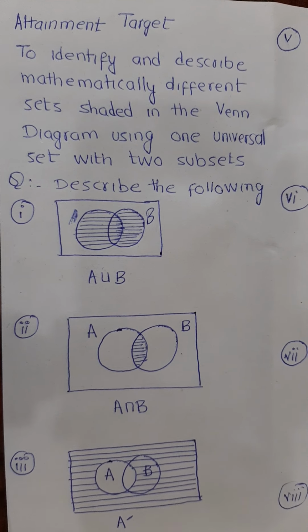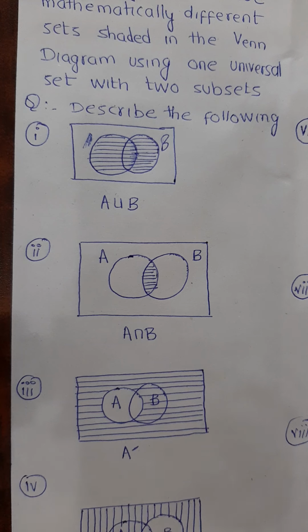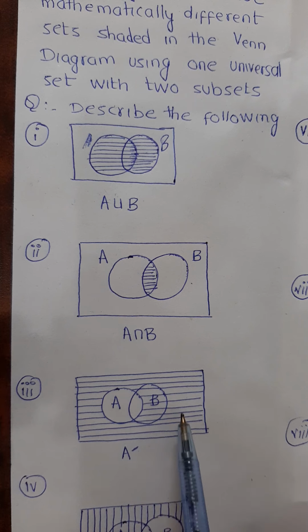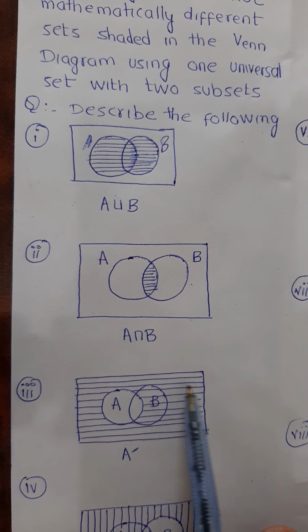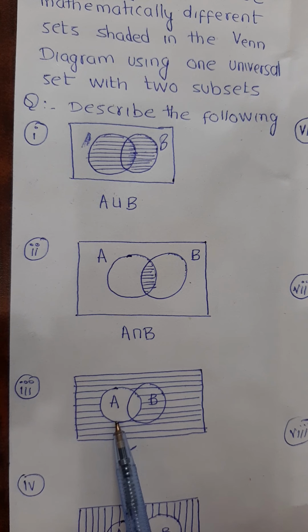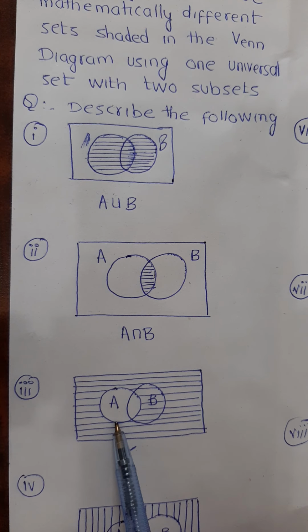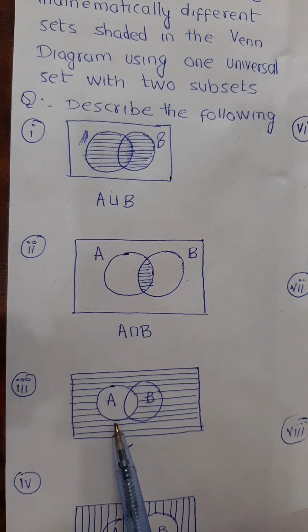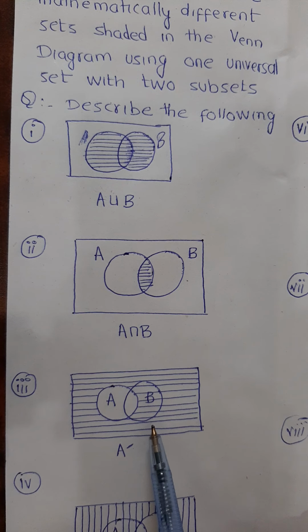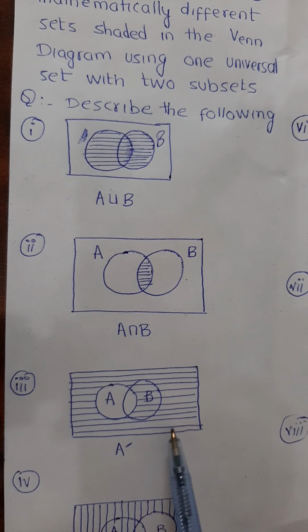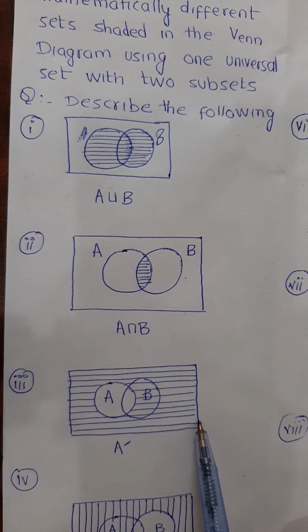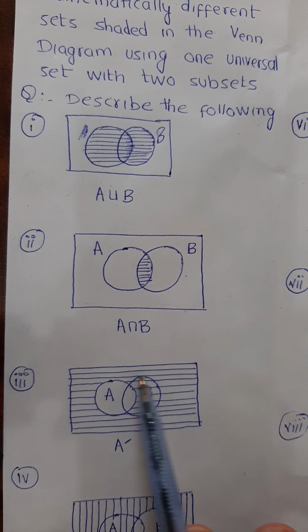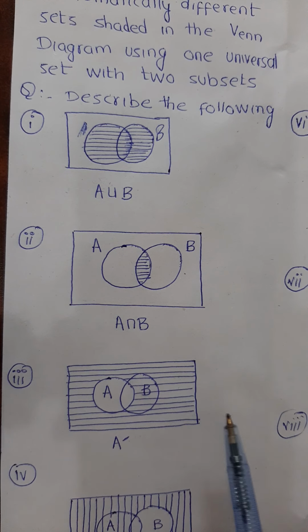In the third case, we have shaded everything. We can observe that everything is shaded by the horizontal lines, but the circle A is not shaded. That means this Venn diagram represents A complement, because A is not shaded. Everything other than A, outside the circle of A within the rectangle, is shaded by these horizontal lines.